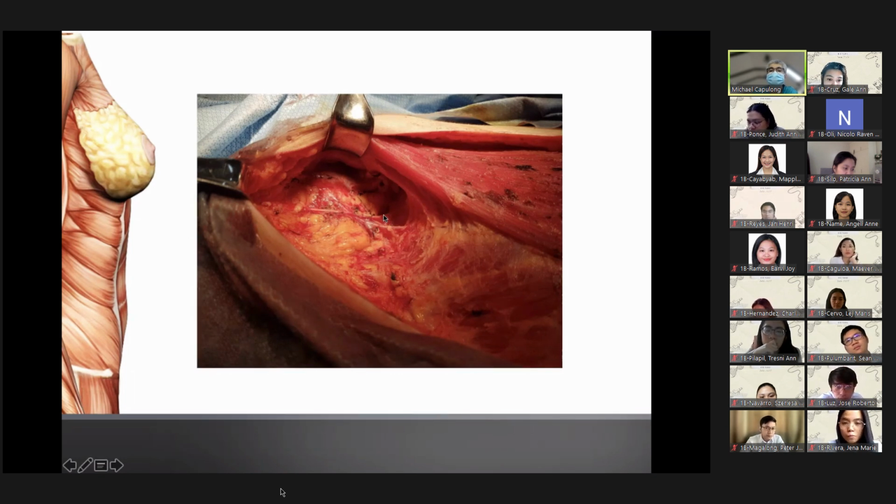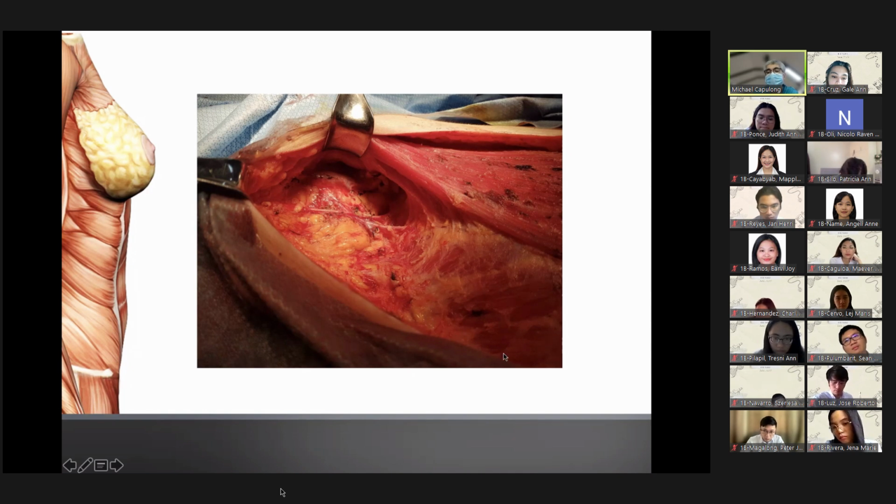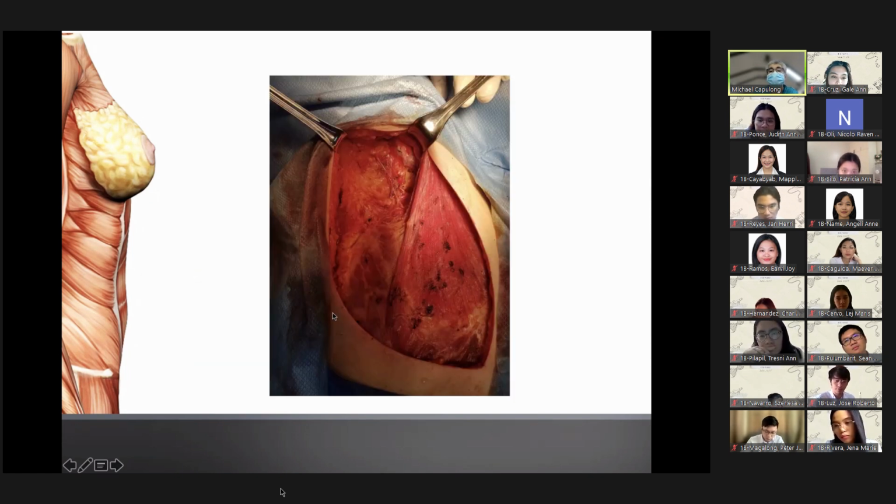And also, worth mentioning would be the identification of two very important nerves when you do mastectomy, that of your long thoracic nerve and your thoracodorsal nerve. So these two nerves are very important for identification. This is your serratus anterior muscle, and here at this edge, you will see the edge of your latissimus dorsi. Okay, another one. So this is the edge of your latissimus dorsi.